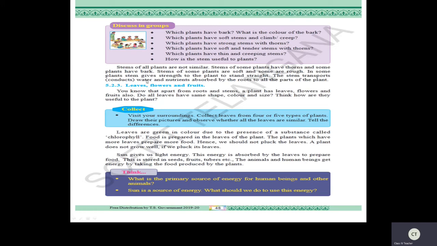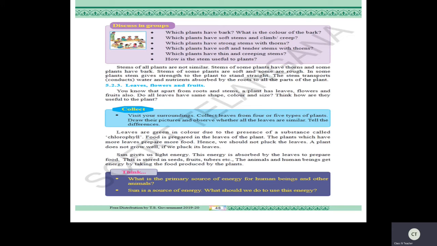In some plants, stems give strength to the plants to stand erect. So in some plants, stems give strength, right children, to stand erect, like tulsi plant, hibiscus plant, or in trees like mango, banana, guava, all this. But if you see these climbers just like grapevine, money plant, and also pumpkin, watermelon, their stems are very strong, children?